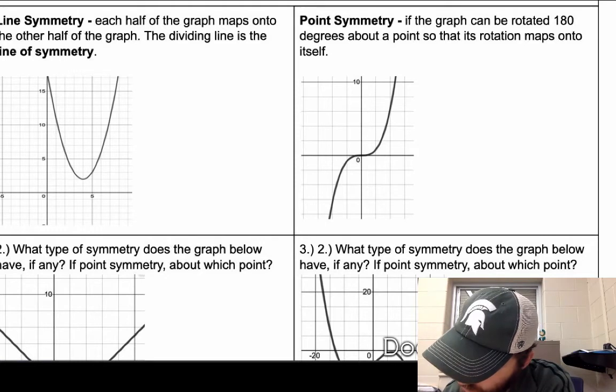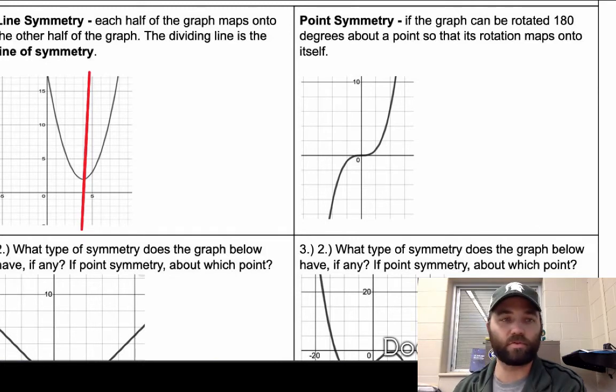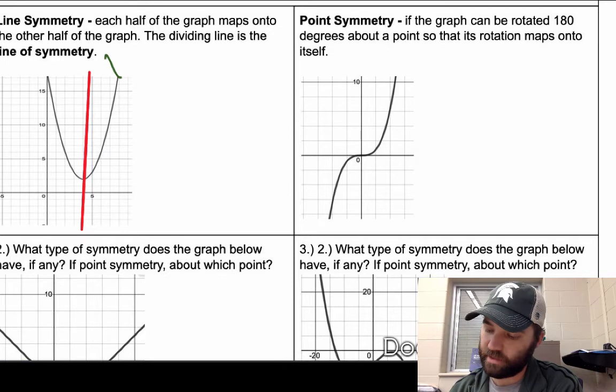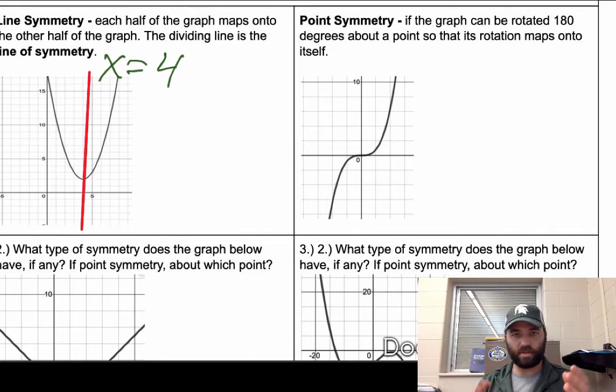Okay, so in this one, you can see there's a line of symmetry right here. Right about at x equals 4. Okay, so this has line symmetry, and this line here is x equals 4. The other type of symmetry that's not quite as obvious or quite as easy to see is point symmetry. And point symmetry is if the graph can be rotated 180 degrees, so a semicircle around, about a point so that the rotation maps onto itself.